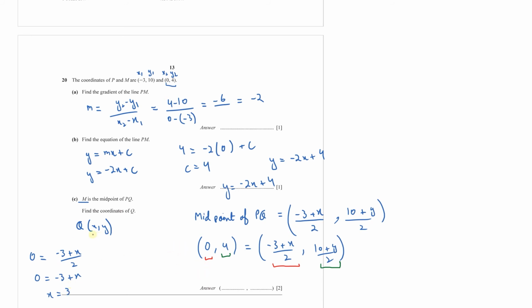So your x coordinate is 3. And then for y, this 4 equals 10 plus y by 2. 4 times 2 is 8 and equals 10 plus y, and then y equals 8 minus 10, which is minus 2. So your y coordinate of Q is minus 2. So your answer would be 3 and minus 2.